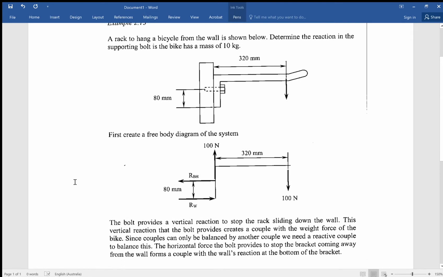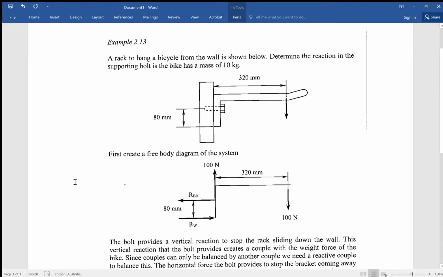This is an example from the textbook. It's example 2.13. And you can see here that we have a rack to hang a bicycle from a wall. We have 10 kilograms going down here. 10 kilograms is going to produce a 100 Newton force. And then we have our measurements.